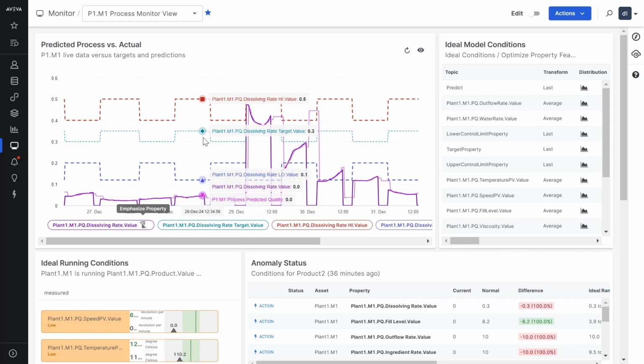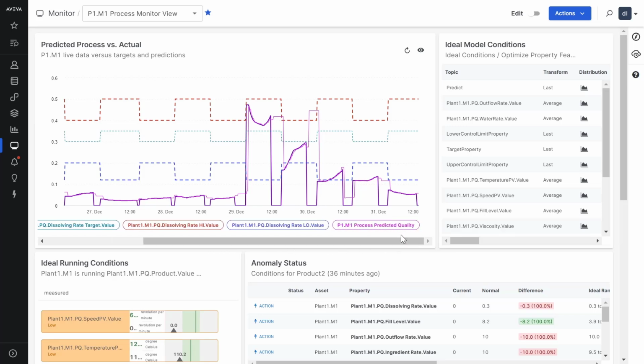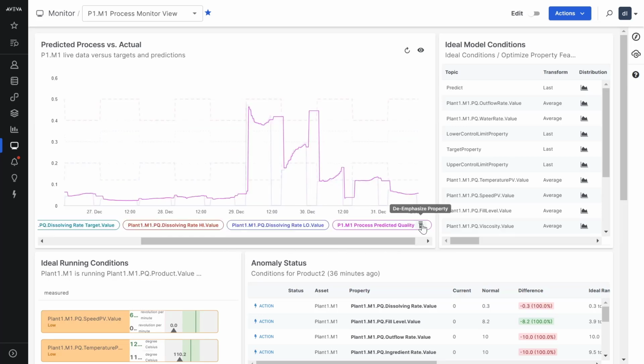One of the things I've done is start to predict that dissolving rate using the model. You can see it's gotten really close. If I emphasize that particular property, you can see it's very nicely hovering right next to my actual dissolving rate. However, there are some discrepancies, and these are definitely cases where I can ask what factors are causing the prediction to deviate from actual operations. I can now look into the live data below and gain insights into changes I can make to consistently reach those targets.